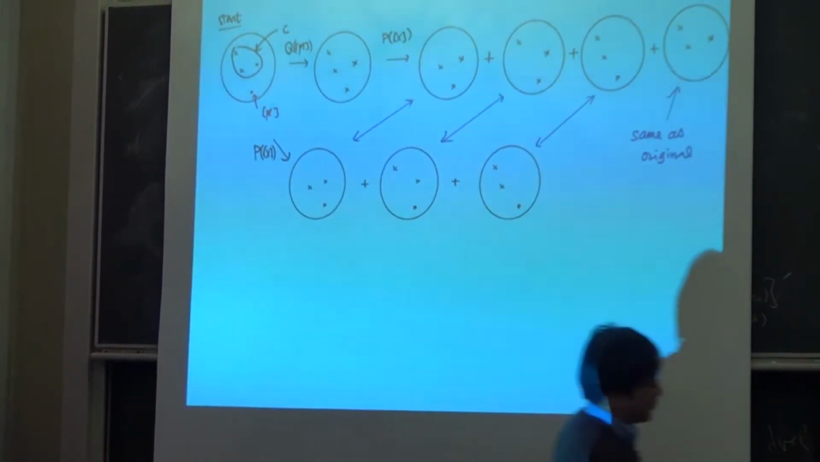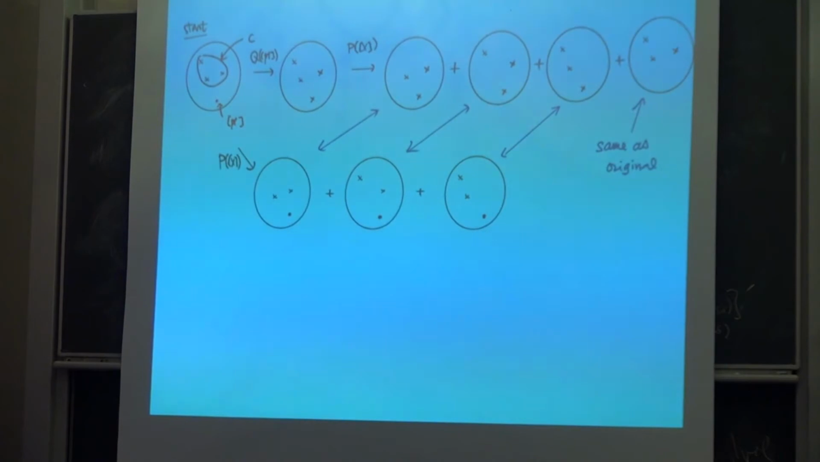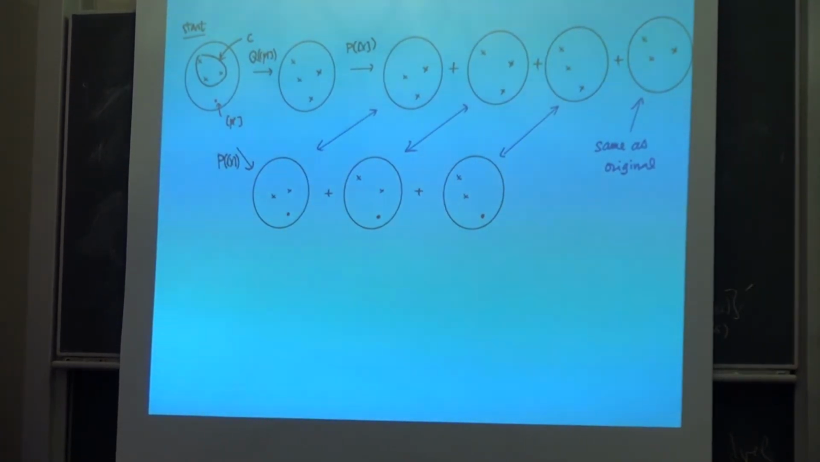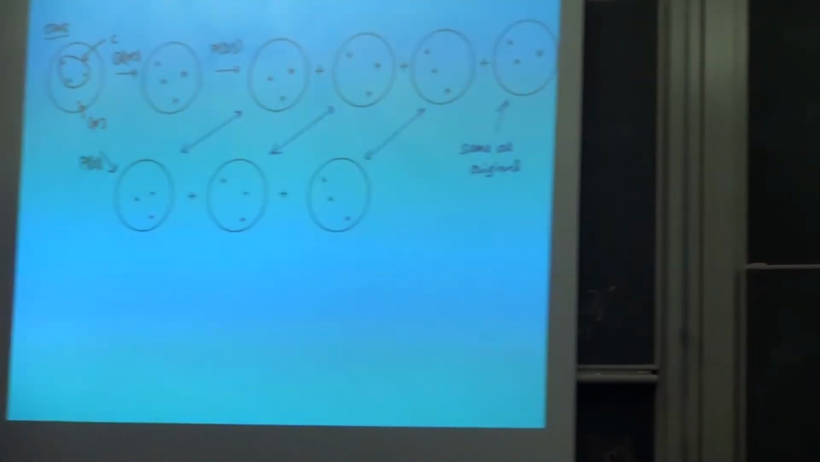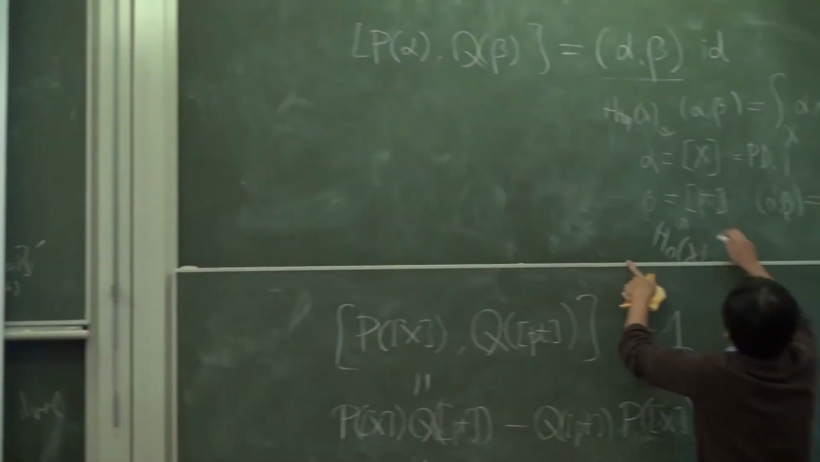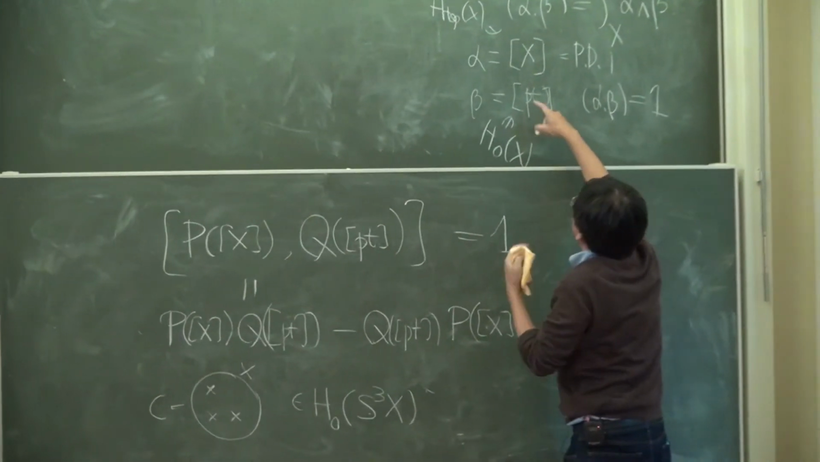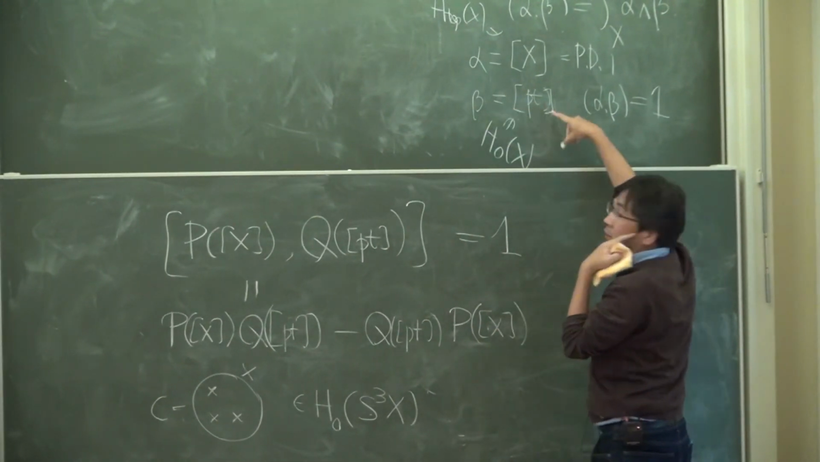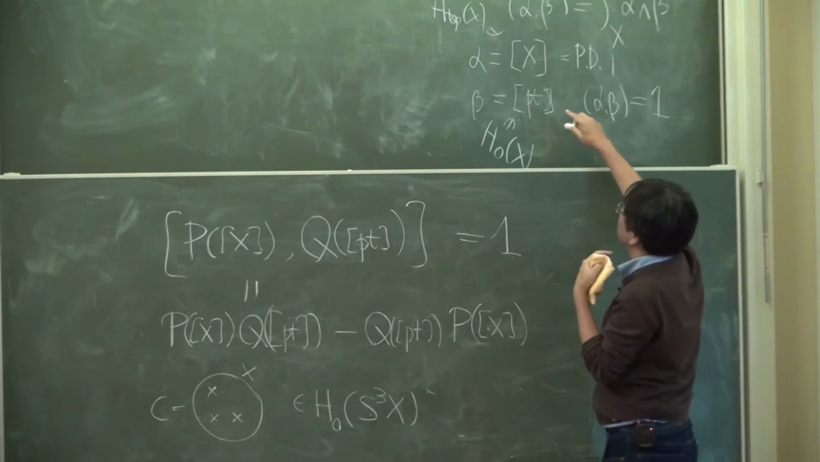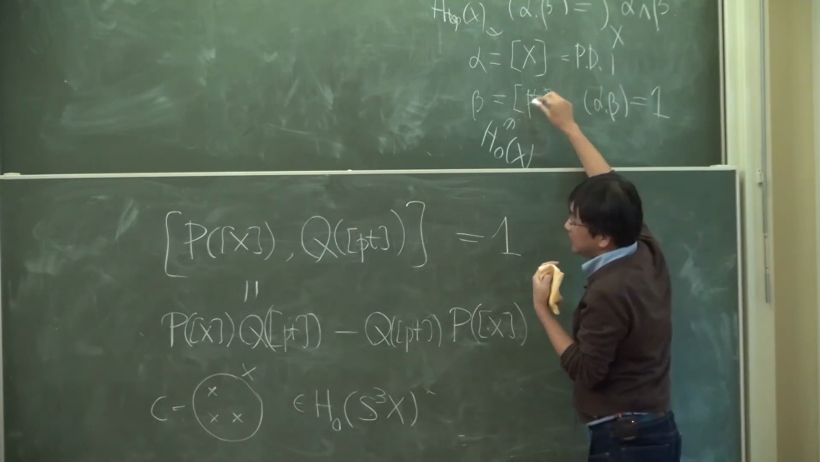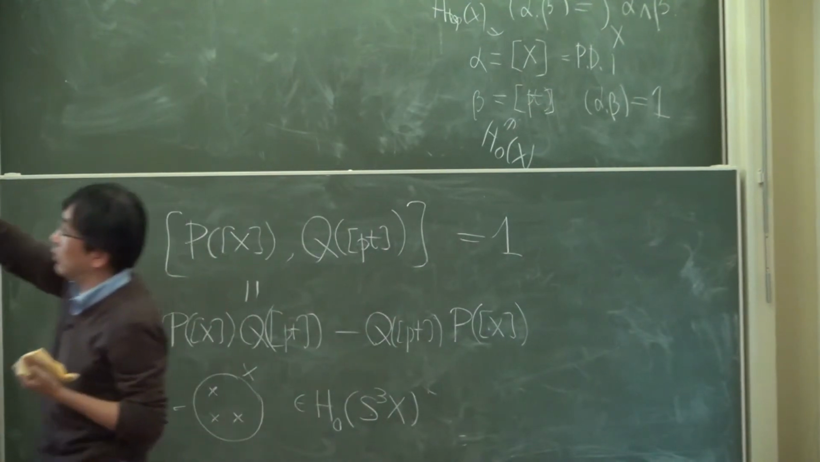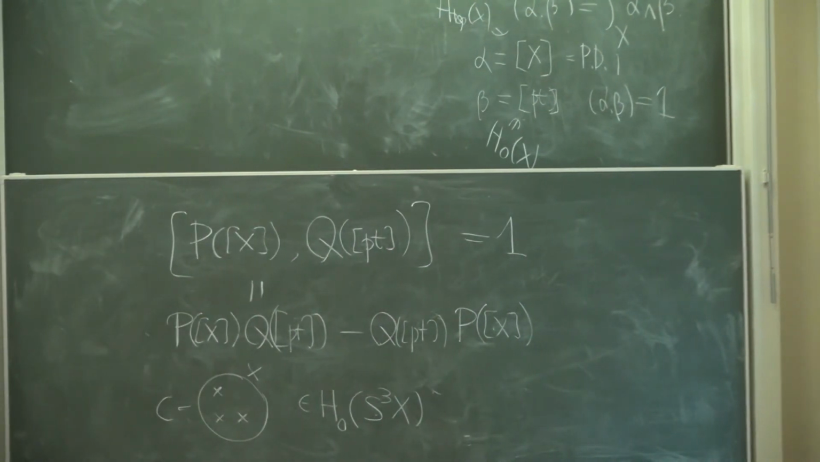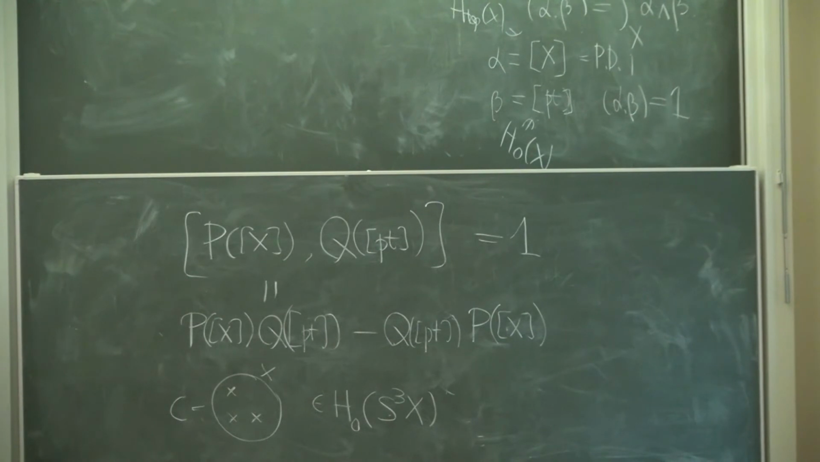So this circle represents x, and these 3 points are some element in here. And so I have a homology class beta, which is a point. And I pick a representative of this class, which means that I have some chosen preferred point, which I write in red. I have a preferred point in the space.